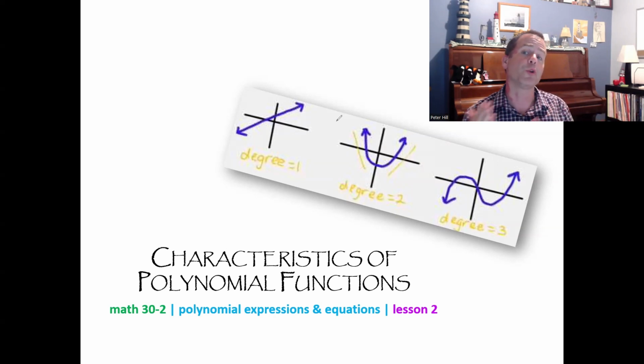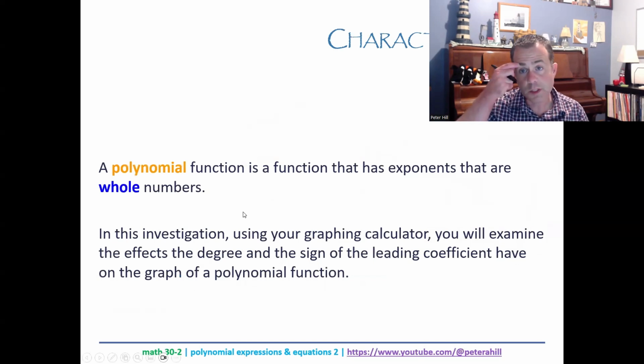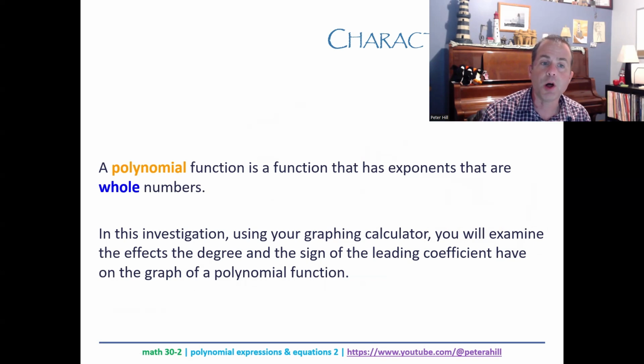We're going to add one more type of function here, a degree 3 and a degree 4. We just want to go through and see if we can look at certain items and figure out if we can get some patterns going. That's all. So, a quick review of some vocabulary. Just a reminder, a polynomial function is a function that has exponents that are whole numbers. In this investigation, we're going to use your graphing calculator. You will examine the effects of the degree and the sign of the leading coefficient.